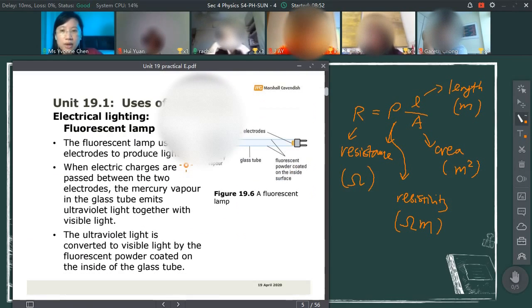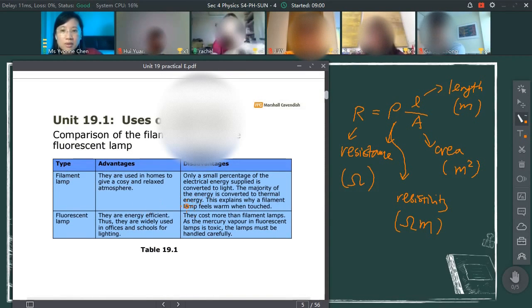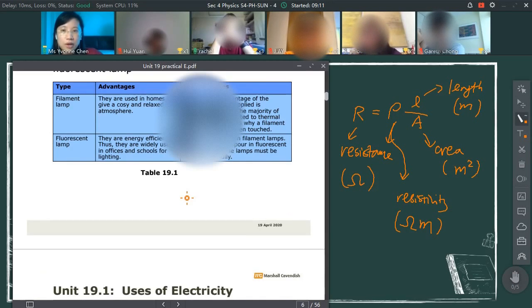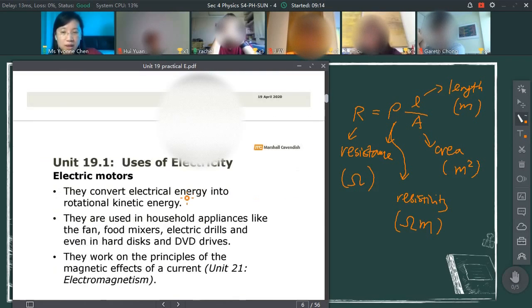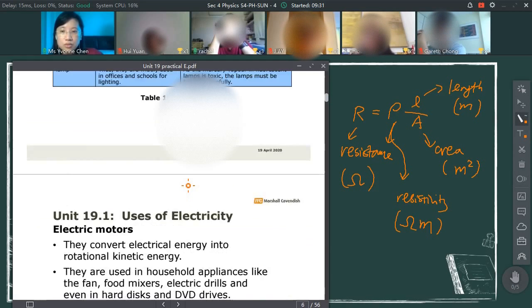Now we'll look at other lamps, for example, the fluorescent lamp, which is more efficient. Then we'll look at some comparison, the advantages and disadvantages of filament lamp and fluorescent lamp. You can go home to read slowly if you have time, but this part is not very important. You just need to know some of the facts, like for example, the fluorescent lamp costs more, that's why it's less frequently used in households.